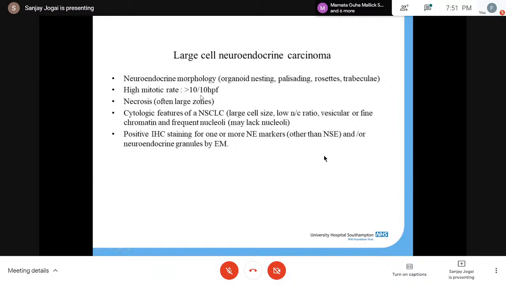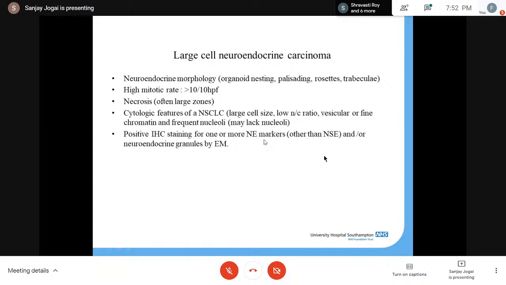Now, overall, the starting definition of a large cell is it's basically a non-small cell type. So it shows large cell size, low NC ratio. So you see a lot of cytoplasm. The chromatin pattern can be fine or vesicular. Nucleoli are prominent. So that's a very good clue. You are not thinking of small cell. Once you are starting to see nucleoli and abundant cytoplasm, one needs to come out of small cells completely.